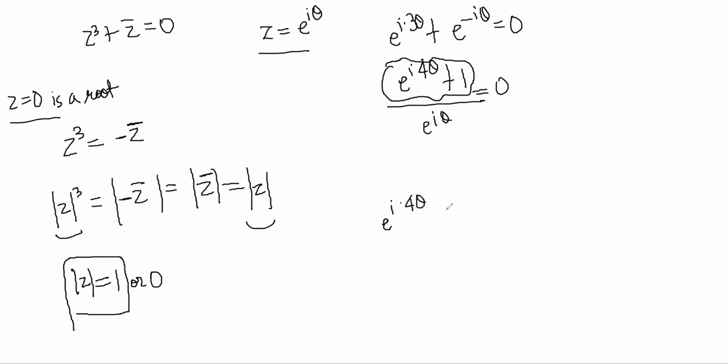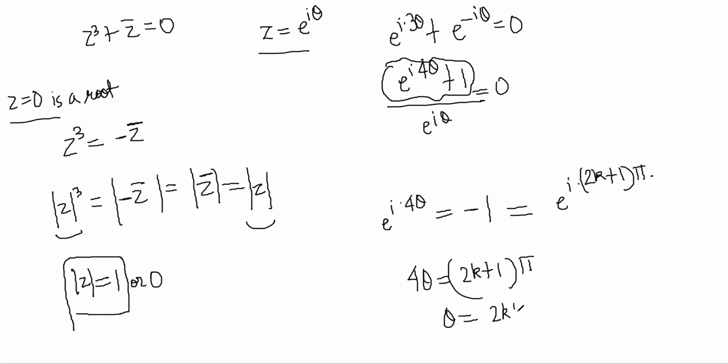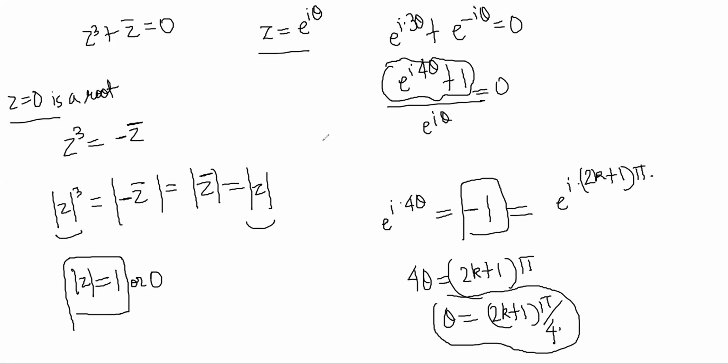So e^(i4θ) = −1, and this can be written as e^(i(2k+1)π), so 4θ must be (2k+1)π. So θ can be (2k+1)π/4, and there are 4 possible values. There are 4 angles θ for which you can choose z as e^(iθ), and when you raise it to the 4th power, it will all give −1. This idea we'll study in more detail: the nth roots of 1. Here you're doing the 4 roots of −1.